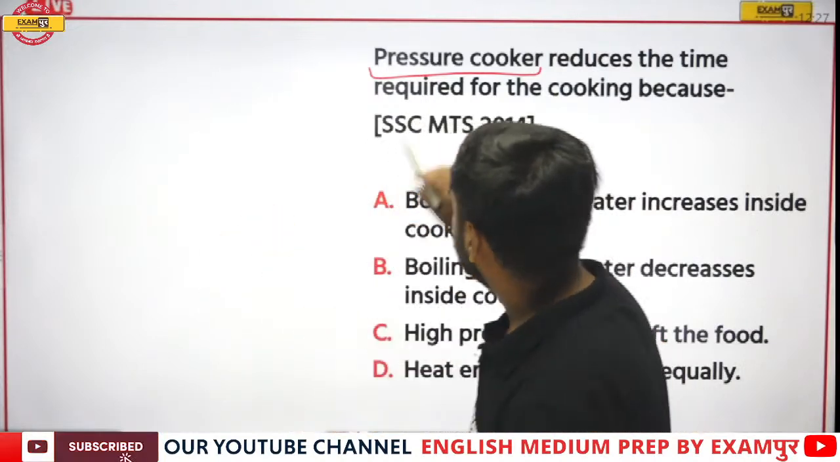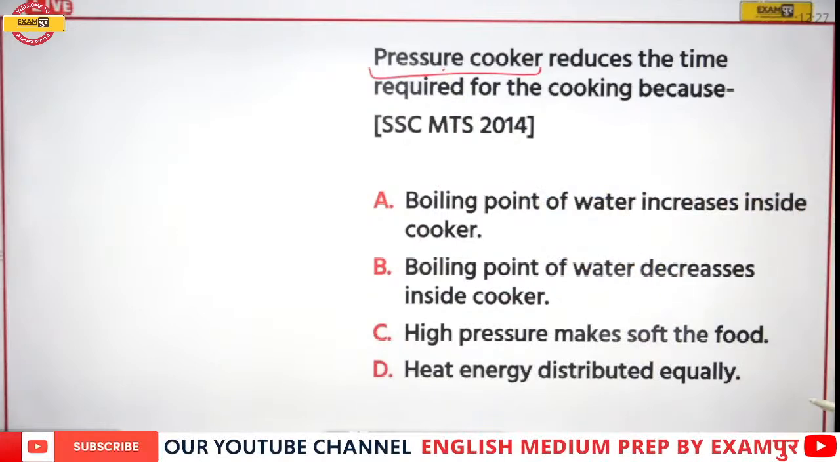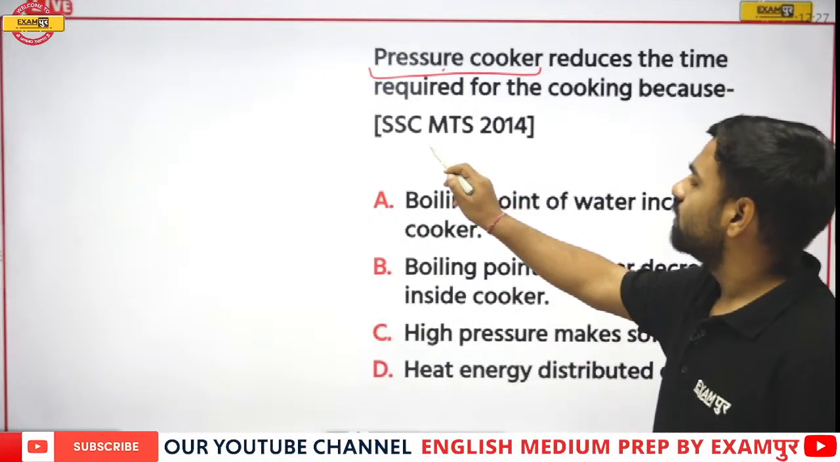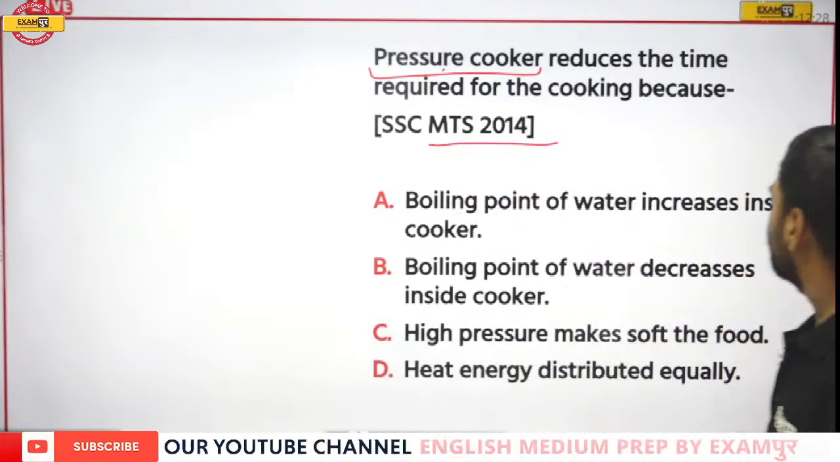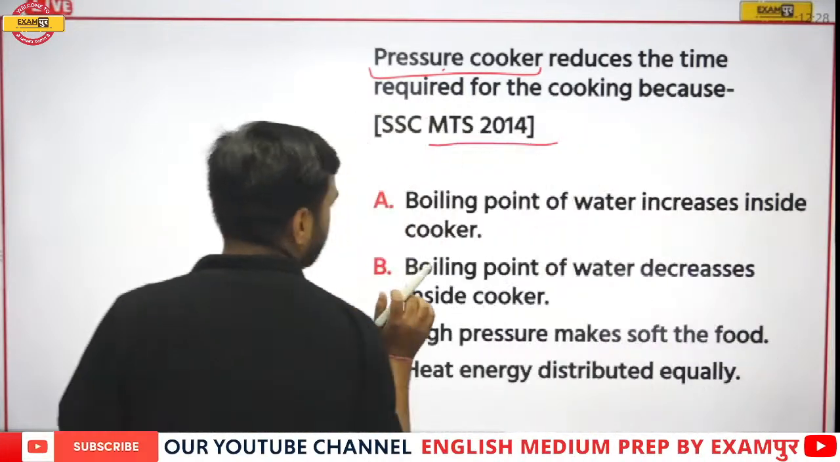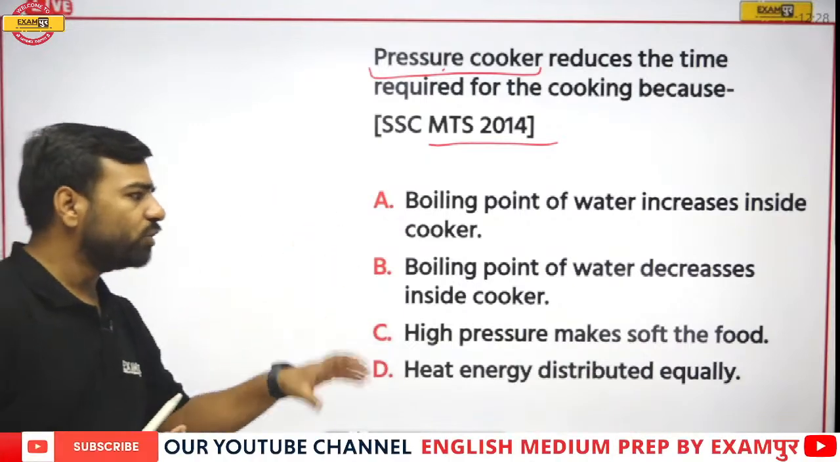Now, the question is, a pressure cooker reduces the time required for cooking. It is because of what? This is from MTS 2014. Let's see who will give this answer. Boiling point of water increases inside the cooker. Boiling point of water decreases inside the cooker. High pressure makes soft food. Heat energy is distributed equally. So what is going to be the correct answer?